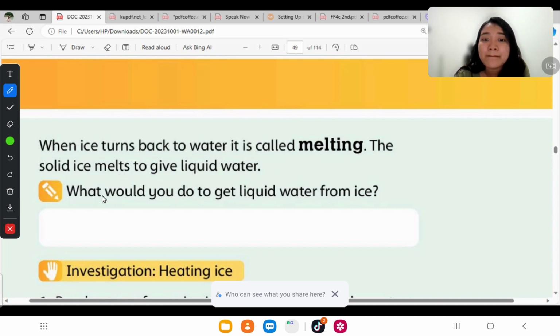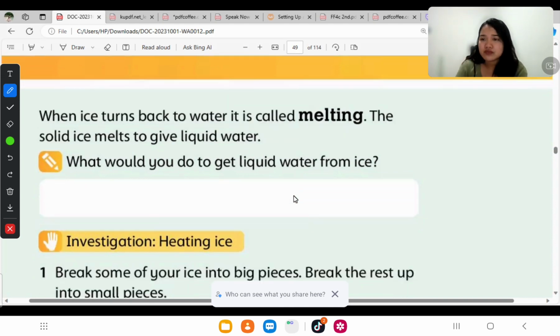You're going to melt the ice to get liquid, or become liquid again. Just like when you're eating an ice cream, it melts.